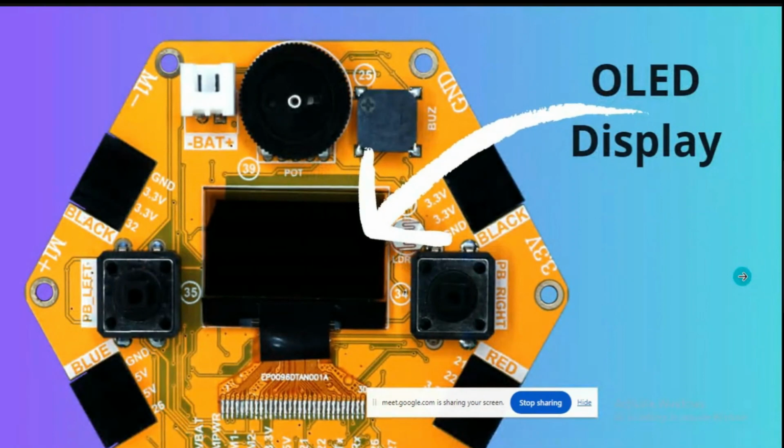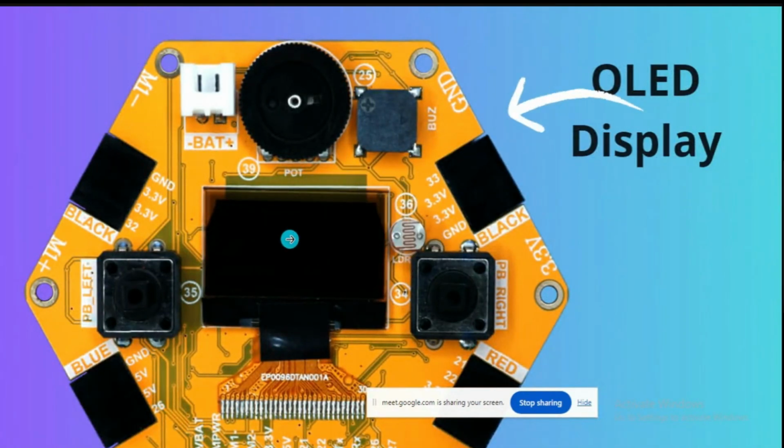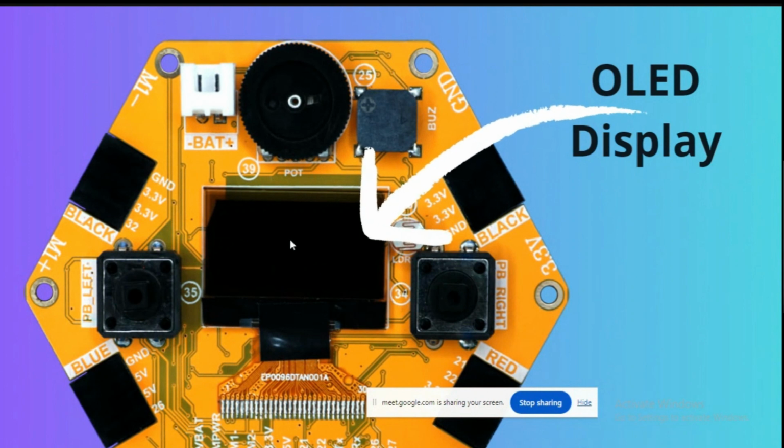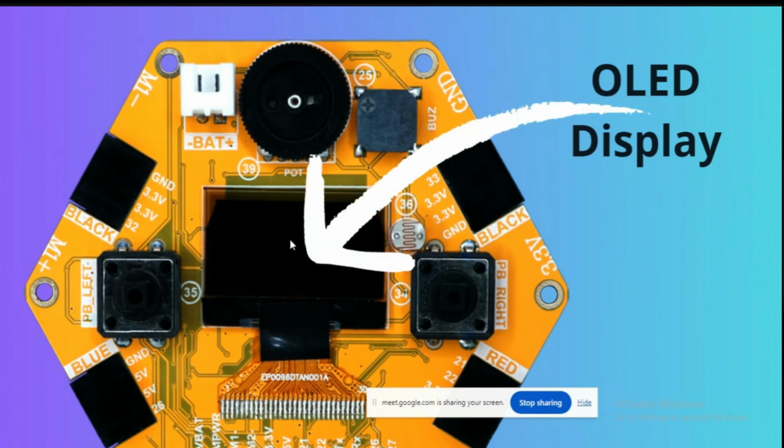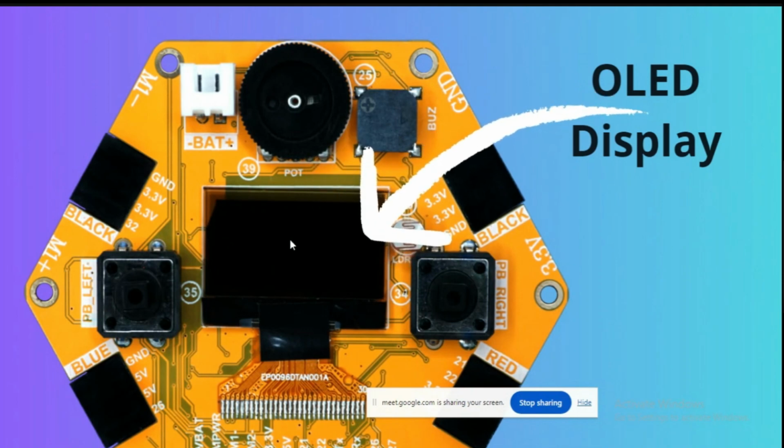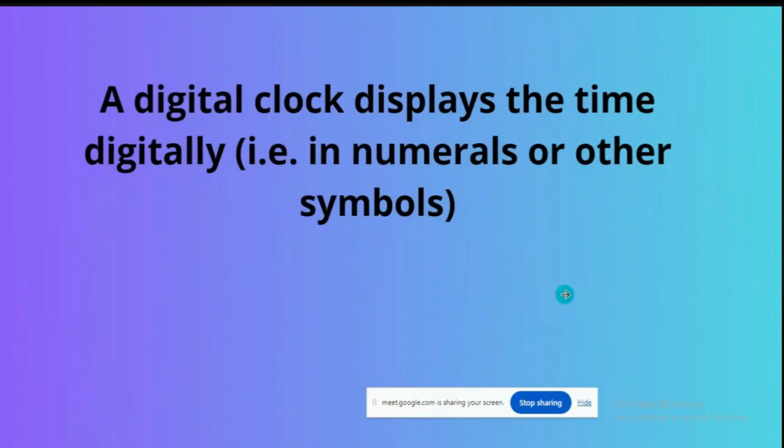We are going to display it on the Magicbit OLED display. We can make it print in the console of the Thonny IDE as well, but as we are using the Magicbit and we have a display here, we can do that on the display. So this is the OLED display. You know this because we have used it in our first activity as well. A digital clock displays the time digitally, that means in numbers or in other symbols.